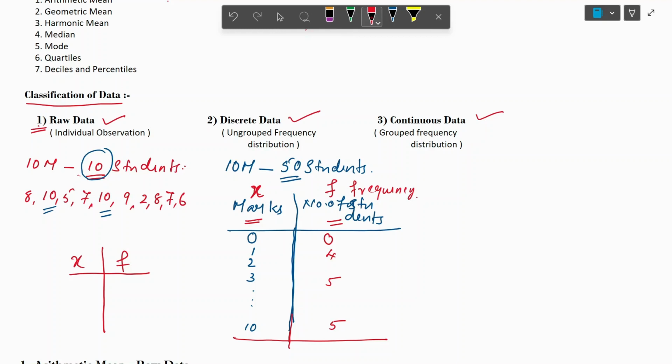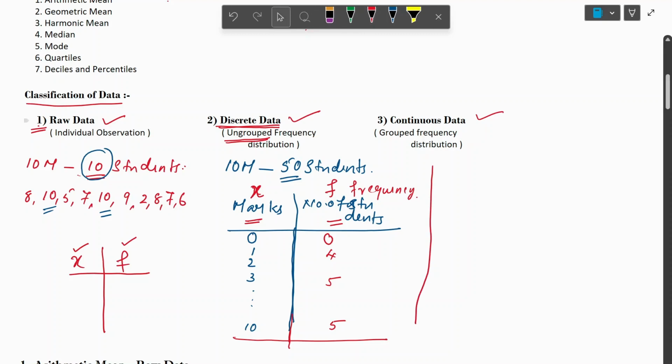If you write the information or this data in this format, it is called discrete data, or ungrouped data. Ungrouped frequency distribution. Therefore, try to understand that in an ungrouped frequency distribution, there is always a value for the observation and also the frequency. Now we will consider the next example, that is continuous data.